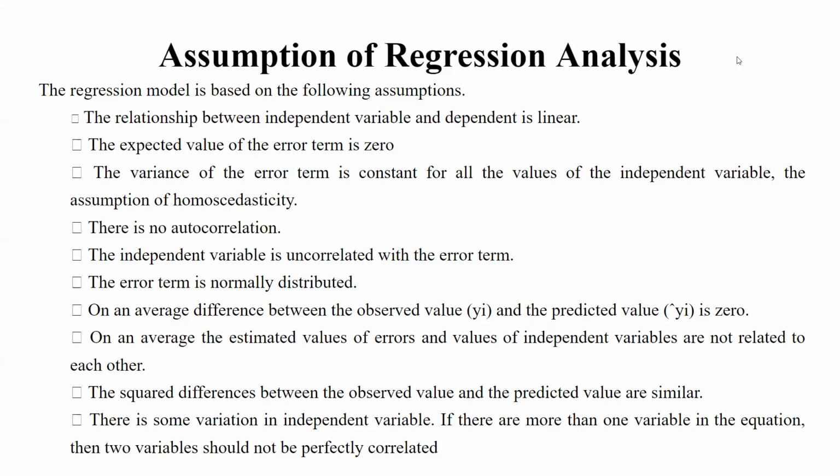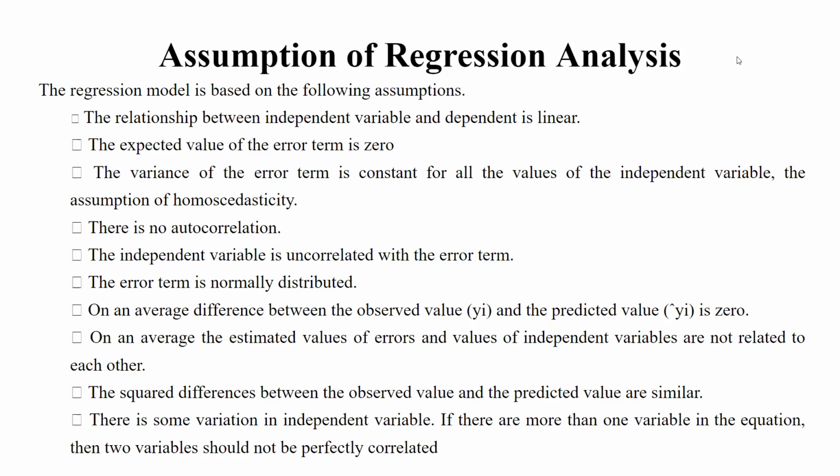Then the squared difference between the observed value and predicted value are similar. We will explain it at a later point. There is some variation in the independent variable. The reason why there is some variation is that only then can we measure the dependent variable perfectly.